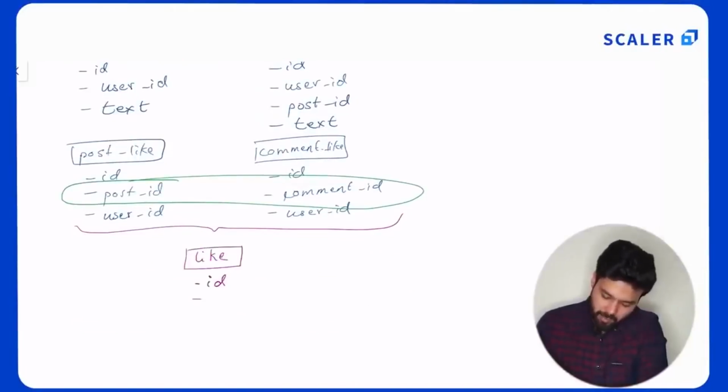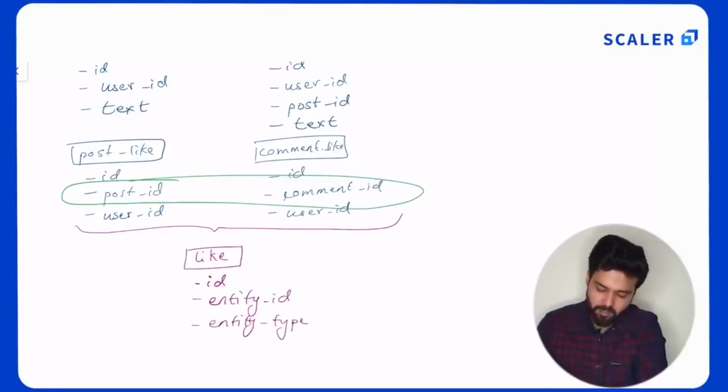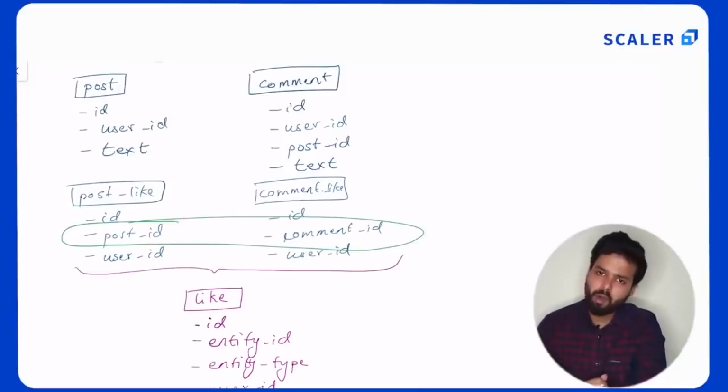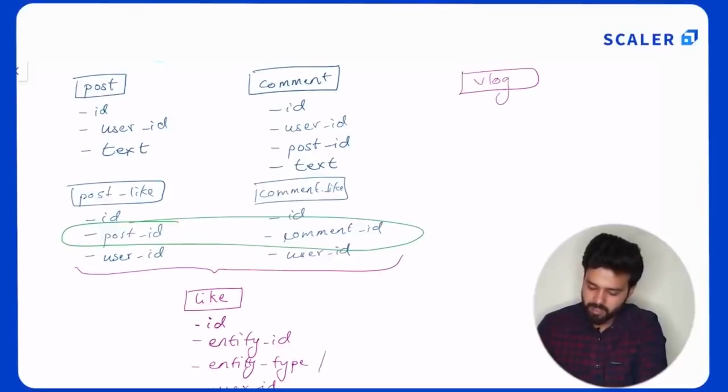Like will have an ID, it will have entity ID and entity type. Now this entity type can be of 2 types presently, either post or comment. Finally, we'll also have the user who has liked this particular thing. If I want to add one more entity, let's say a user can have vlogs as well, so what I'll do is I'll create a vlog table over here, and in this type, I'll add type equal to vlog as well. So without even adding one more table, my like table will work.